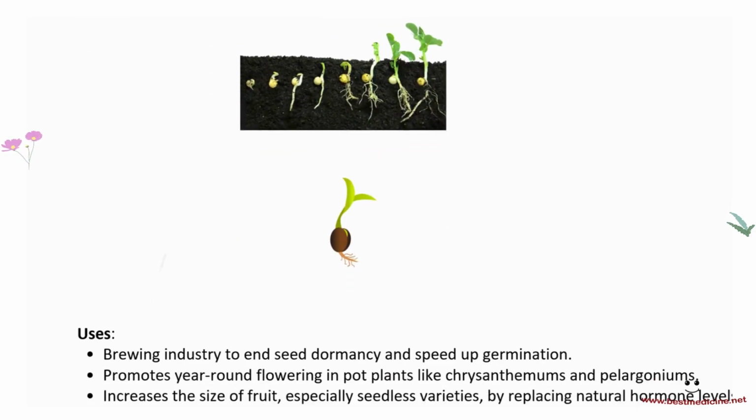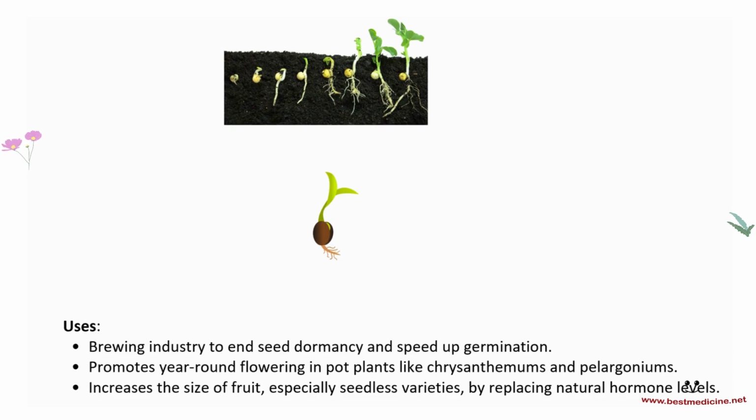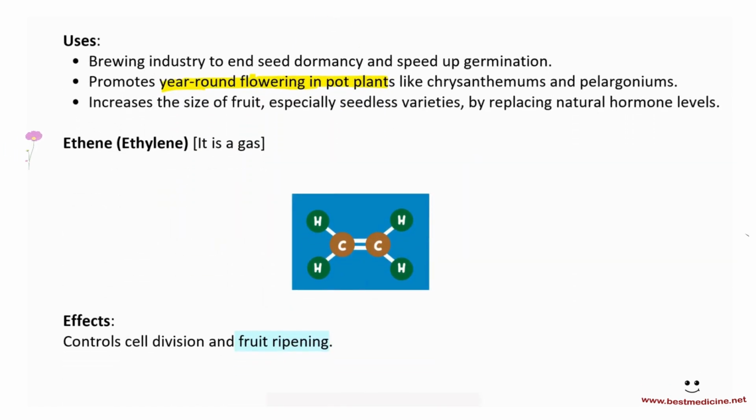Well, number one, we have the brewing industry. Beer is made from plants. So the brewing industry uses it to end seed dormancy and speed up germination. It also promotes year-round flowering in pot plants. It is also used to increase the size of the fruit, especially seedless varieties, by replacing natural hormone levels. Okay? And next up, we have ethene.